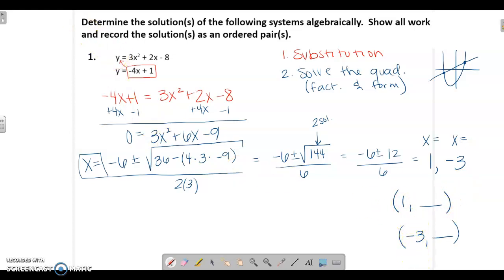So the last step is you need to find your y's. So solve for y now, for both, or if there's only one solution, you do it for that one.